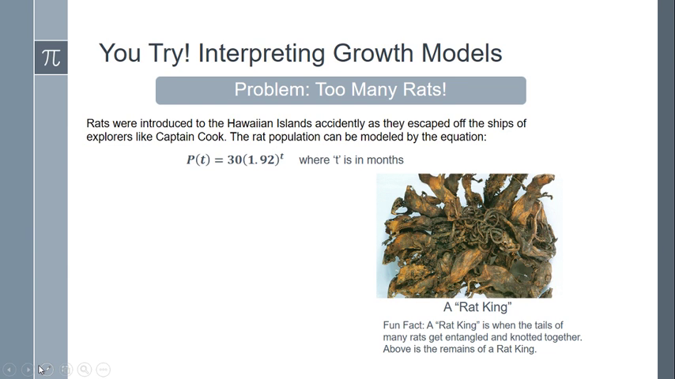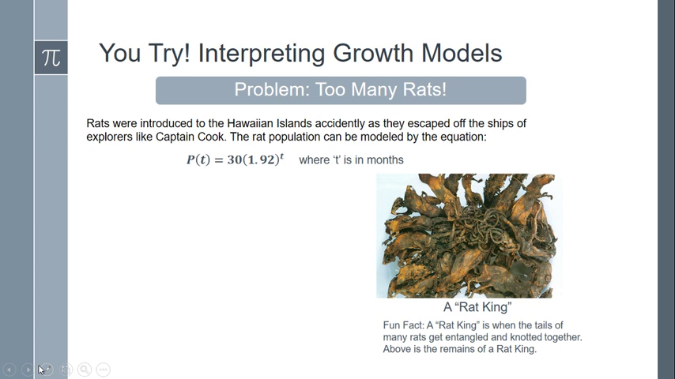Alright, so now you try it. And the problem here is we have too many rats. Right? Rats were introduced to the Hawaiian Islands accidentally as they escaped off the ships of explorers like Captain Cook. Right? The rat population can be modeled by the following equation, where we're going to use t to represent time in months.